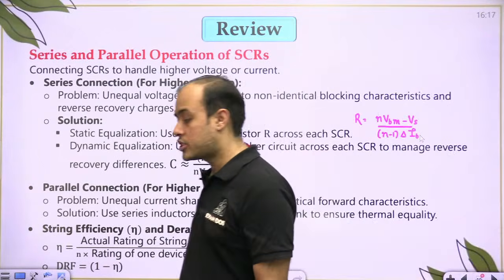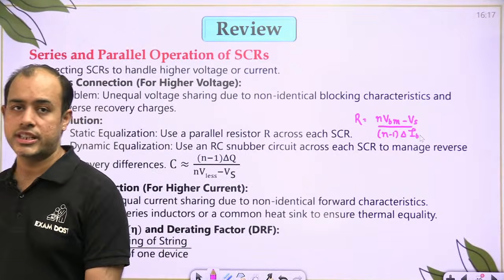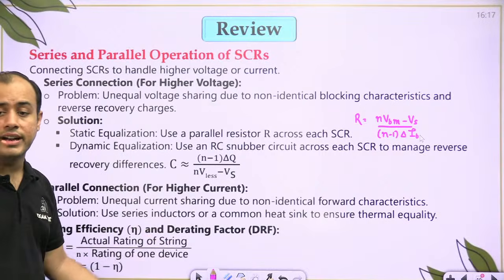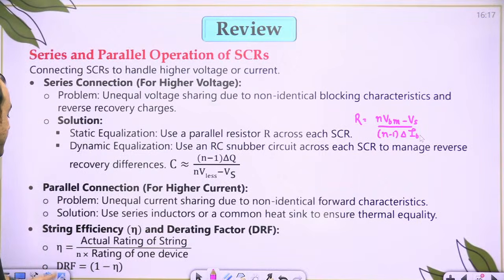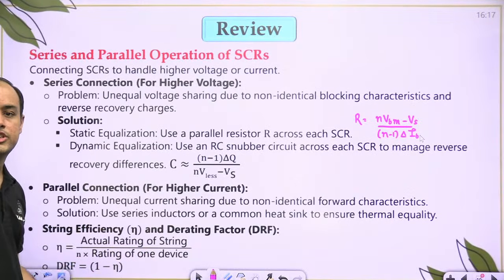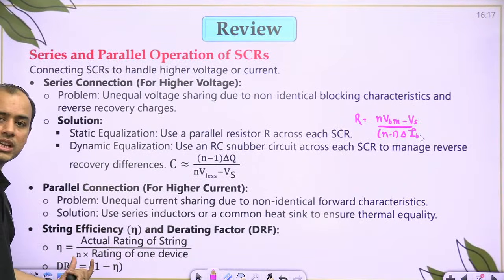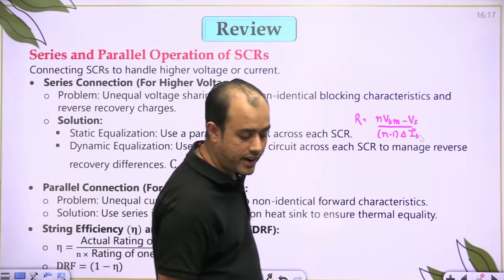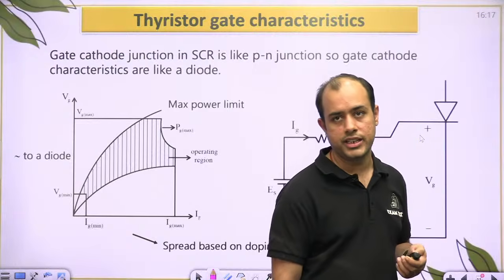In parallel operation, there is a problem of unequal current sharing. The second problem is unequal temperature, for which the devices should be mounted on the same heat sink. String efficiency is the actual rating of the series or parallel combination divided by the number of thyristors times the rating of each thyristor. And the derating factor is 1 minus efficiency.